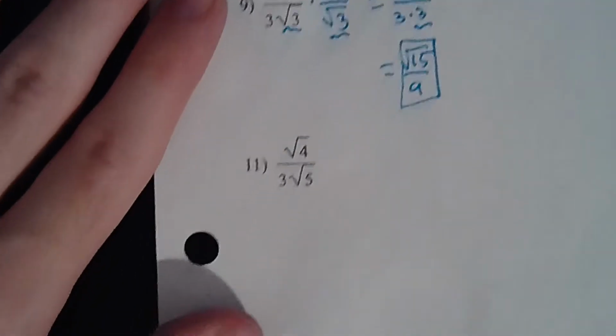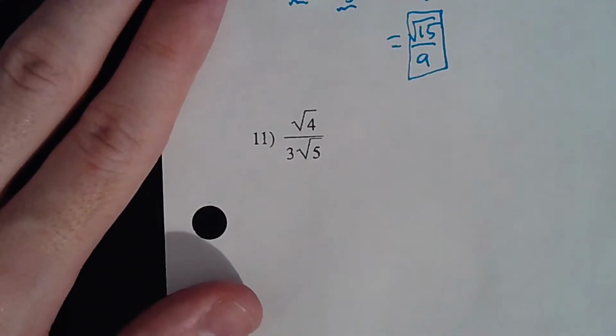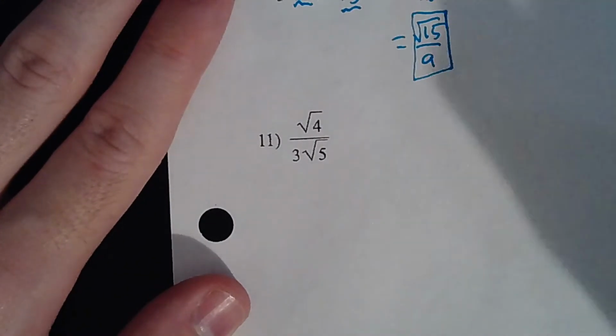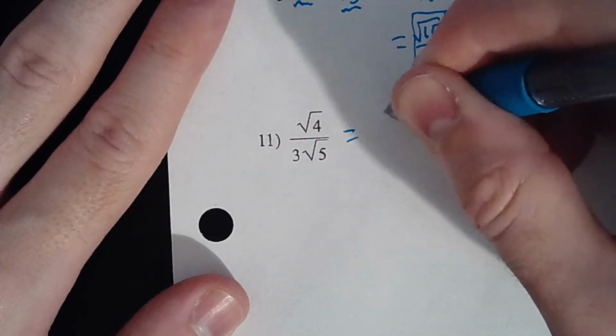Number 11, last one for this page. Still have the next page to go though. So we always want to check for simplifying, and in this case we can simplify because we know the square root of 4 is 2.